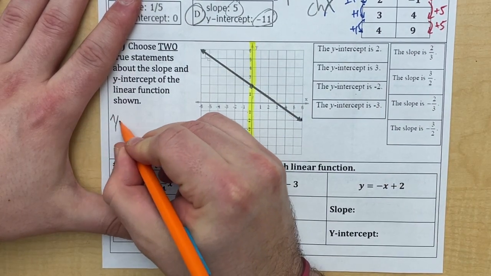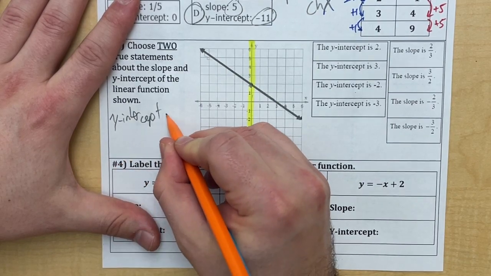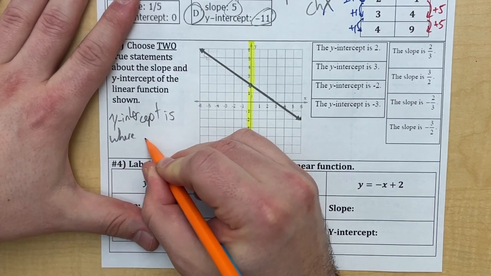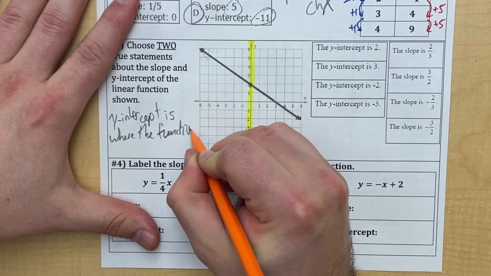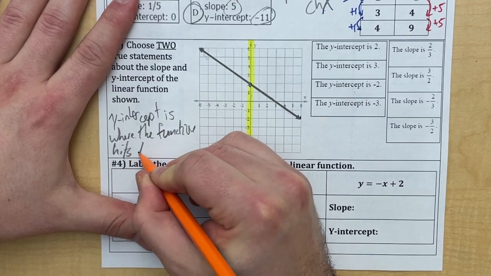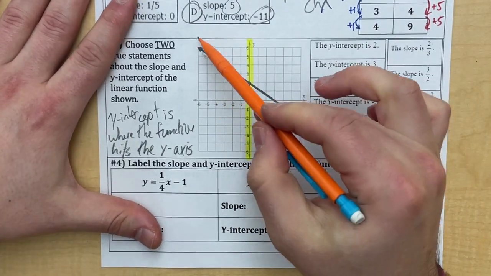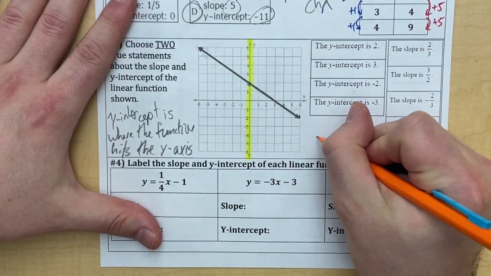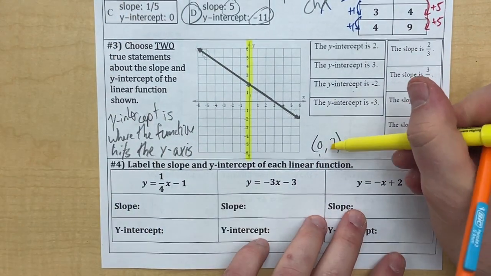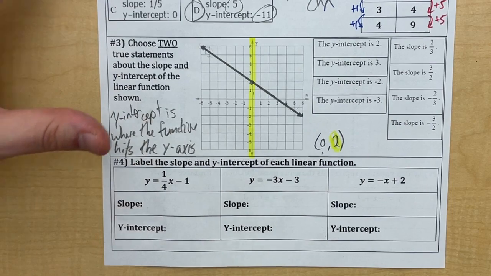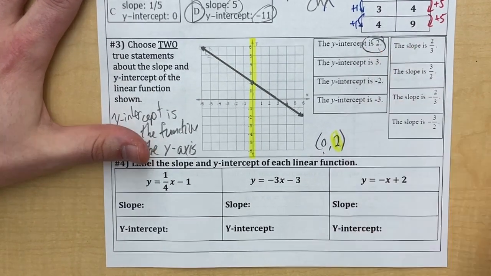So again, my y-intercept is where the function hits the y-axis. Again, that's that vertical axis. So I'm saying, where does it hit? Well, it hits at that point 0, 2. So it's always where x equals 0. This is our y value. So when x equals 0, our y value is 2. So I'm going to say our y-intercept is 2.